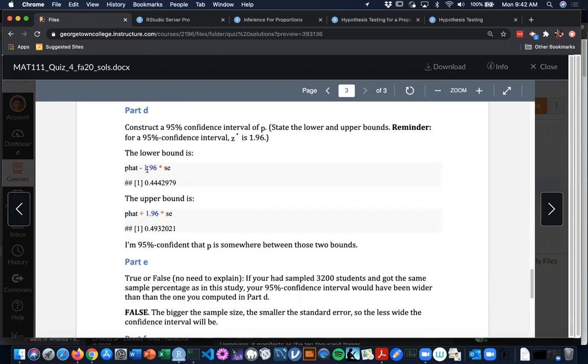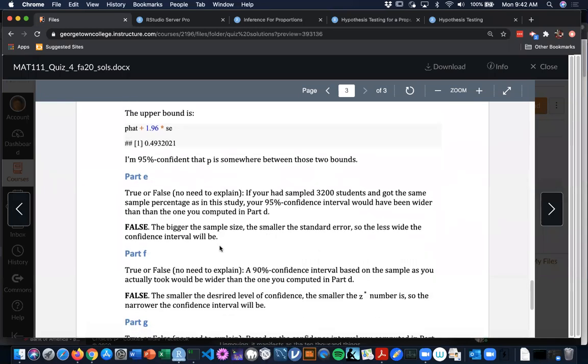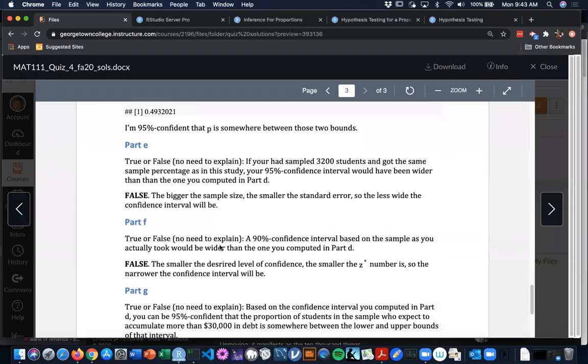And a confidence interval uses the standard error times the 1.96. So I would have a smaller margin of error. And so my p-hat minus my margin of error, and my p-hat plus my margin of error, makes for a narrower interval. So the answer is false. The bigger the sample size, the less wide the confidence interval will be.